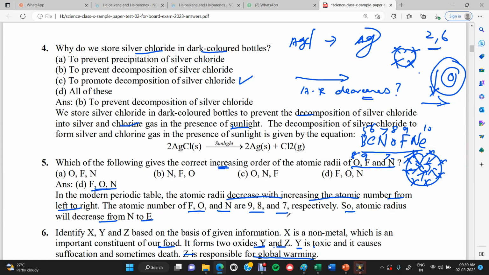So now we have to identify. They are given. X is a non-metal, right? It forms two oxides. So this is the exact key. Global warming means you can easily find out that it is CO2. Carbon dioxide is an important greenhouse gas as well as a pollutant. Vehicles emit carbon dioxide, and another gas is CO, carbon monoxide.